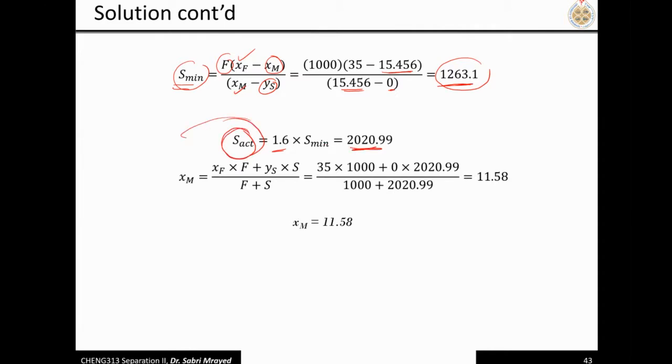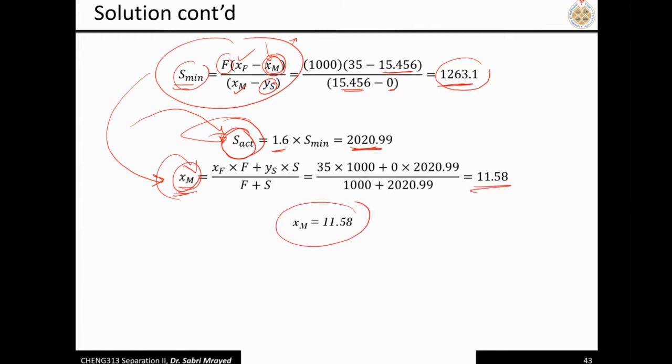Now what are we going to use the actual S for? I will get XM now, because the XM that I used before was representing the minimum condition. Now I want the actual condition, so I have to use the actual amount of solvent. I rearrange this equation again to obtain this one, and therefore XM is going to be now 11.58. Now 11.58 is representing the actual condition of the process.